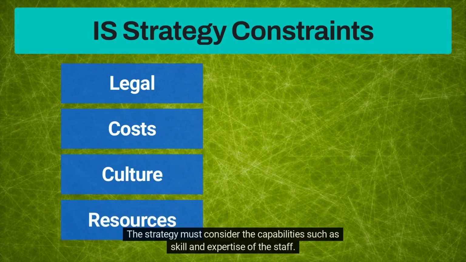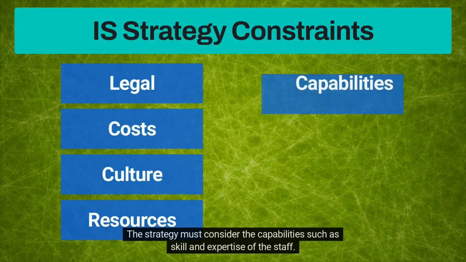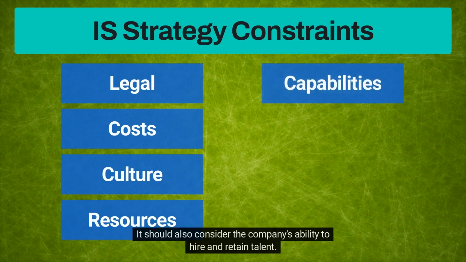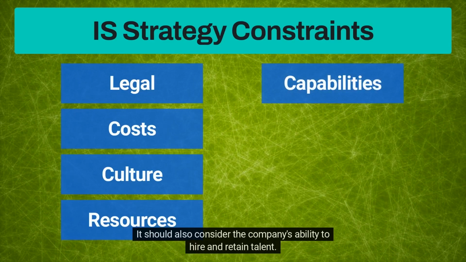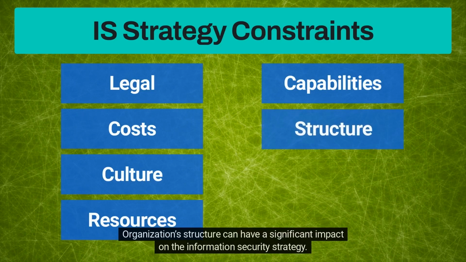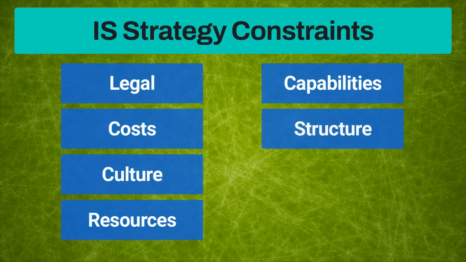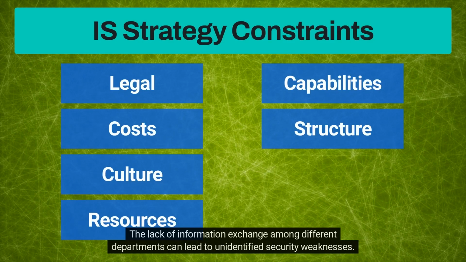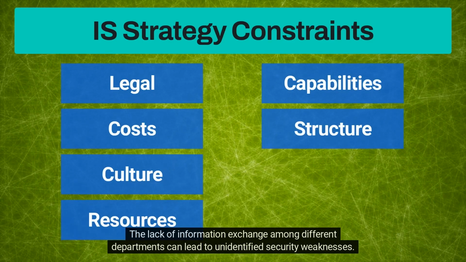The strategy must consider the capabilities such as skill and expertise of the staff. It should also consider the company's ability to hire and retain talent. Organization structure can have a significant impact on the information security strategy. The lack of information exchange among different departments can lead to unidentified security weaknesses.